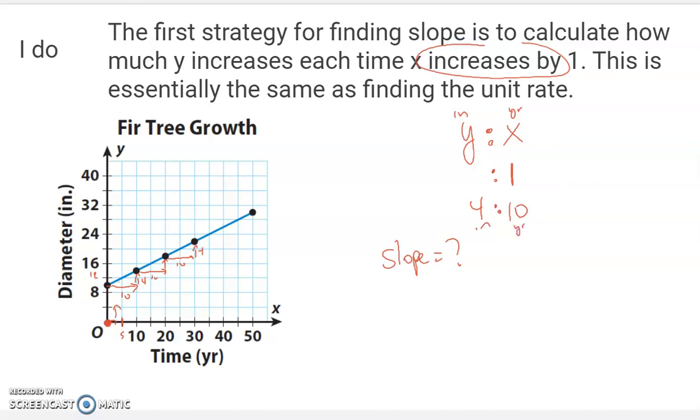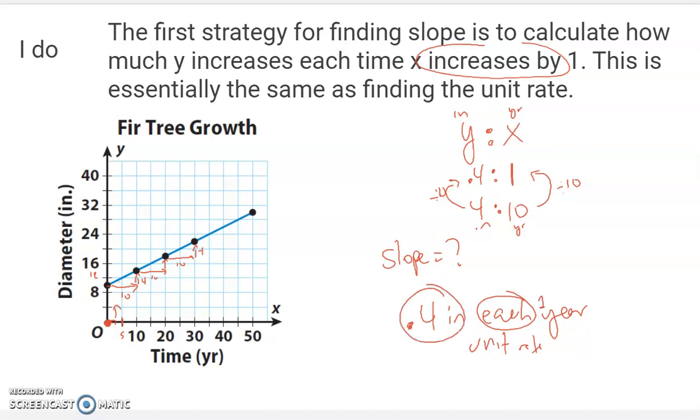My question to find the slope is how far does it grow in 1 year? Same thing as last time, I'm going to use an old rate strategy. Just divide by 10, and it grows about 4/10 of an inch per year. So this tree grows that much each year. That is a unit rate for each 1 year. So I would say that that is my slope. So the slope is 4/10, 0.4. Okay, that's how you do it from graphs.